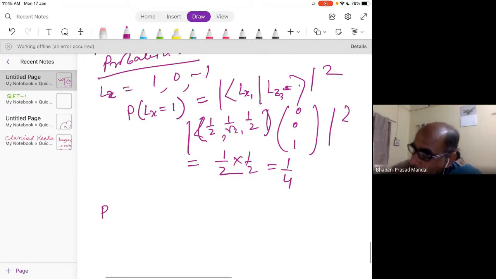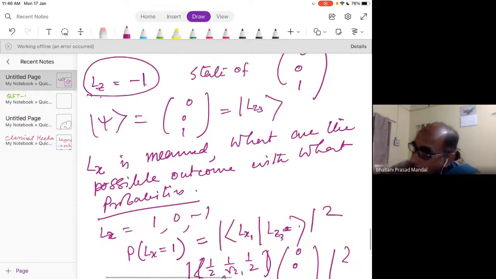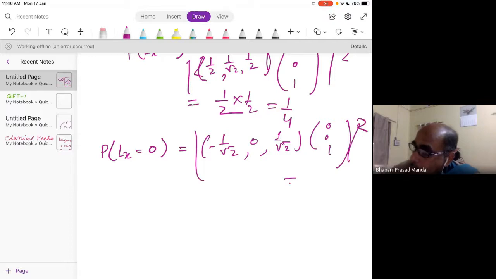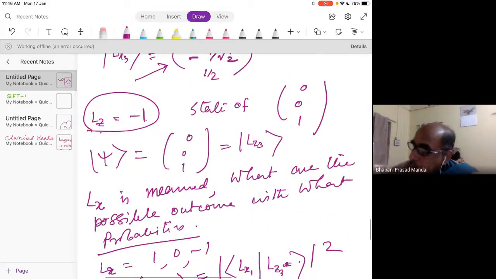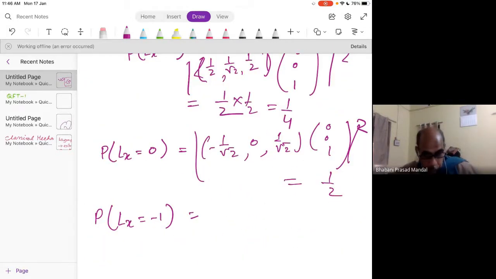Similarly, you can find the probability of Lx equal to 0. So 0 means you have to take the 0 state. The 0 state of Lx is this state. So it will be minus 1 over root 2, 0, 1 over root 2, and then 0, 0, 1. Okay. So mod square, so probability will be half, 1 over root 2 square. Similarly, probability of Lx equal to minus 1 will be the third state, this state, and this state. Okay. So this is the fourth.